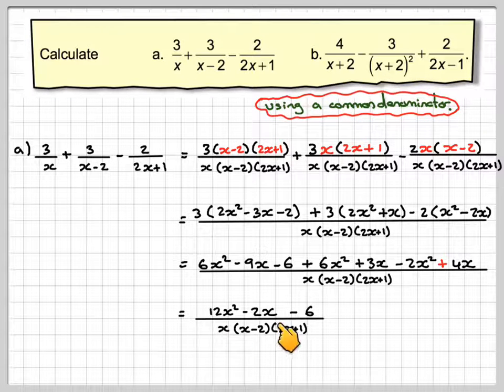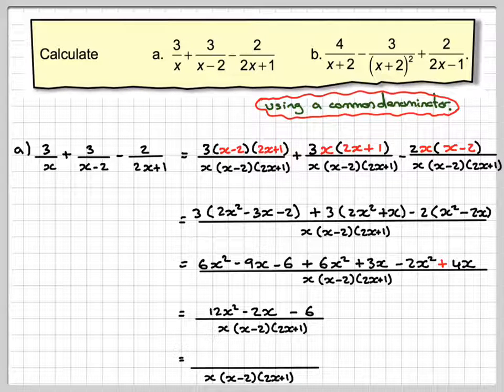Now there is a common factor of 2 on the top there, so we're going to have the same denominator. Notice we haven't expanded the denominator, and we just take out that 2, and we're left with 6x squared minus x minus 3. So that's the answer for that.